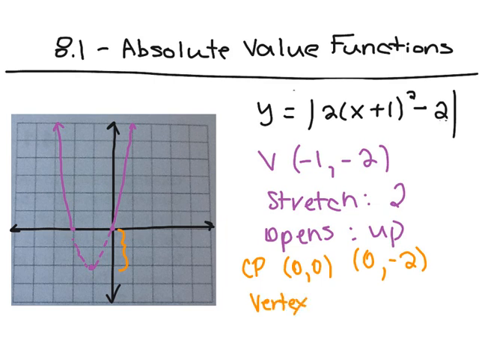So we know that our x value is going to stay the same, but the vertex will be at the absolute value of your y coordinate. So it'll be at -1 and 2, which is right here. Connect your points. So this is your graph of your absolute value function.